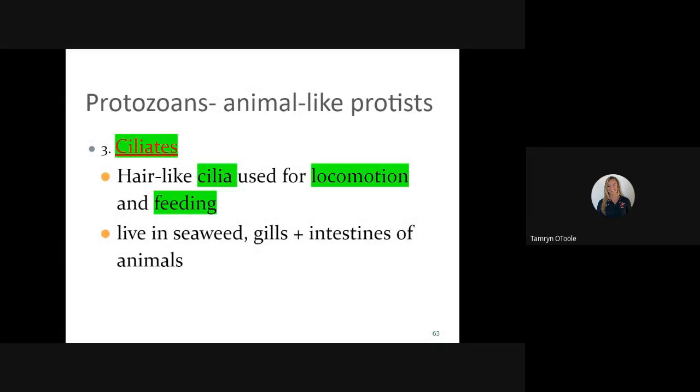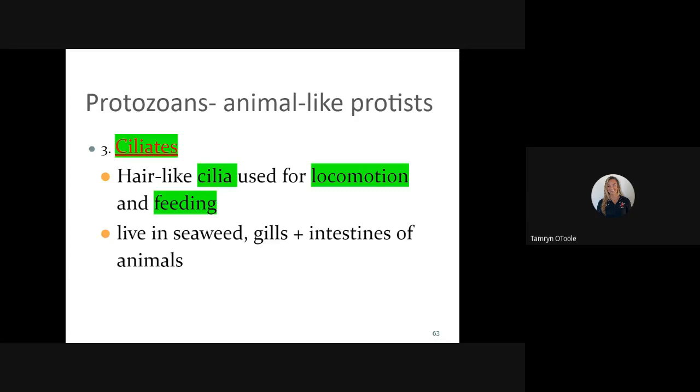All right, this is the last type of animal-like protist. So animal-like protist number 3 is a ciliate, and we just saw those. So ciliates have hair-like cilia that they actually use for locomotion and for feeding. And ciliates live in seaweed, they live in gills and intestines of aquatic organisms. And the ones that we always look at in this class are parameciums. So you just saw in the video the amoeba actually eating the paramecium, or the 2 parameciums, I should say.